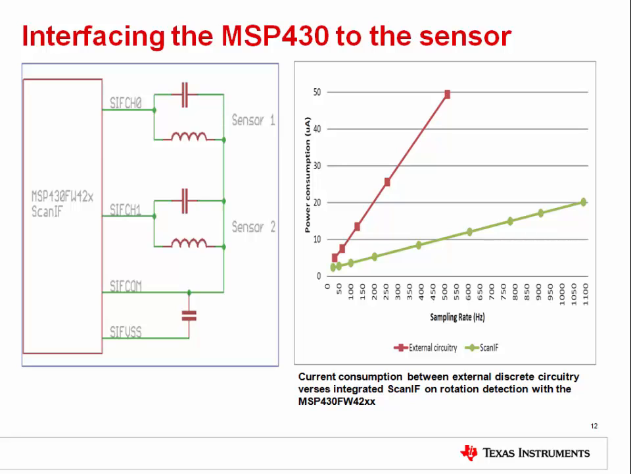Since the MCU is freed up, there will be more MCU cycles available for other operations. If the MCU is set in low power mode, the system power consumption can be lowered significantly, as shown in the graph on your screen.